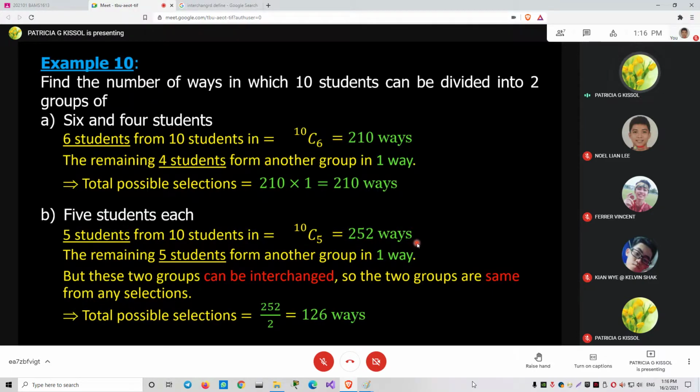There are 2 different ways, but actually it's the same in combination. And because of that, when we have 10 students, we divide 5 and 5. When you already form the 5 groups, the other 5 groups is formed perfectly already, which is one way. But because it is possible to be interchanged, meaning if you have selected the other group, it will still be the other 5. So that's why we have to divide by 2.